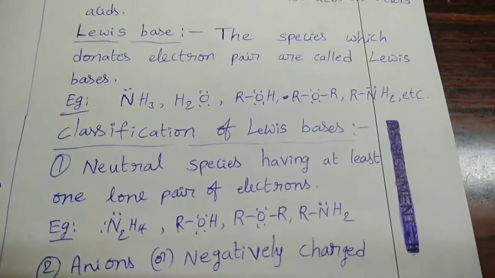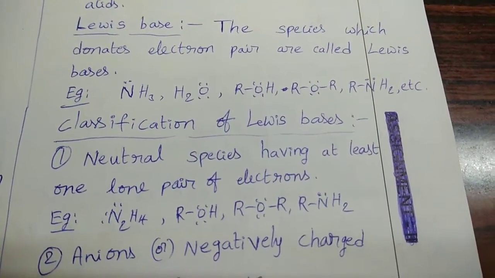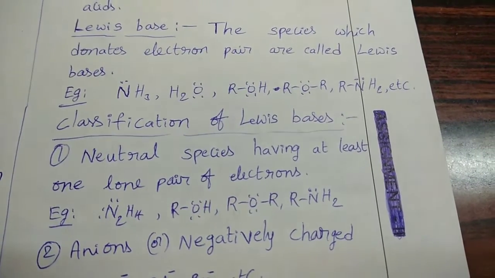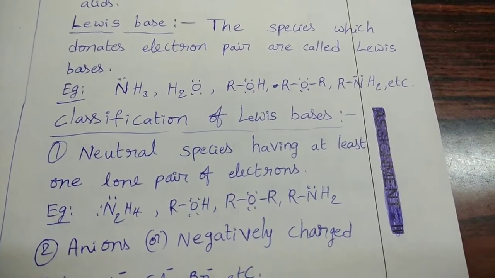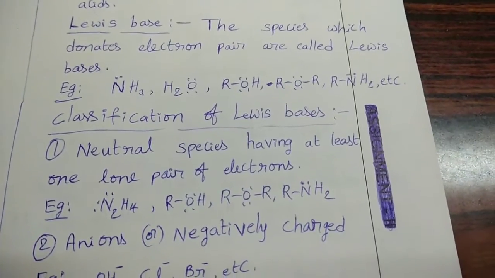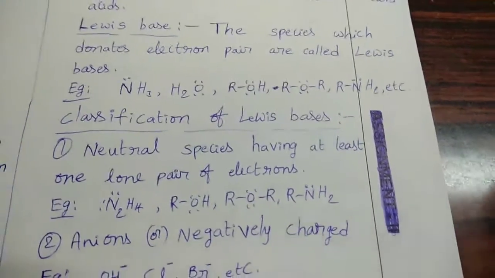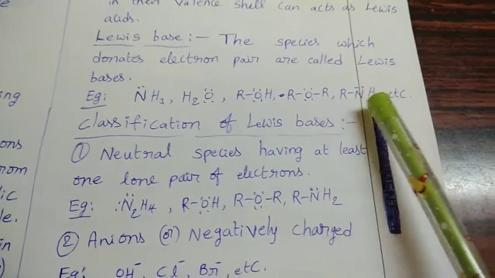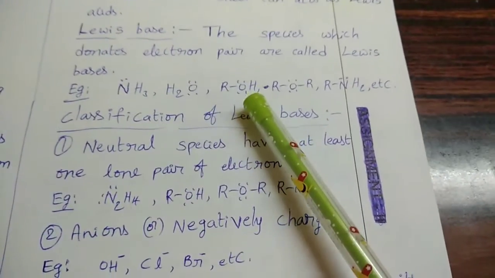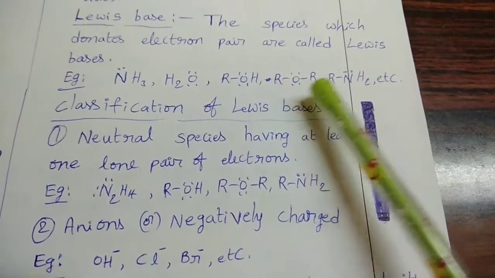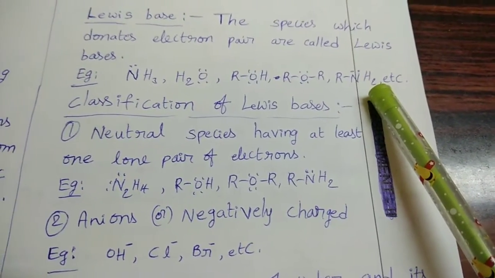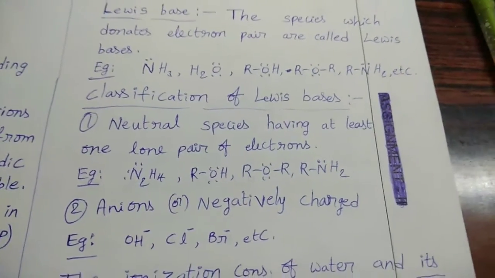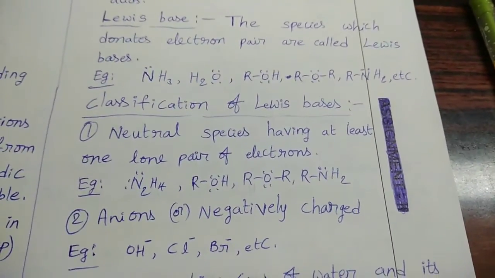Last class we completed Lewis acids and its classification. Now see Lewis base. The species which donate electron pair are called Lewis bases. So a substance which can donate an electron pair is a Lewis base. Examples: NH3, H2O, ROH, ROR, RNH2. Alcohol's general formula, ether's general formula, amine's general formula. These compounds have lone pairs of electrons, that's why they can act as Lewis bases.